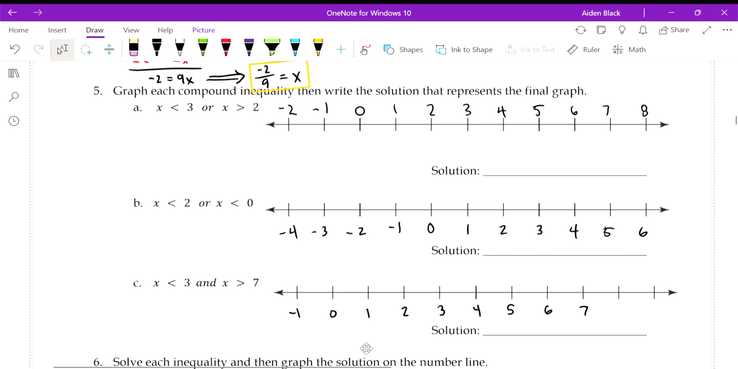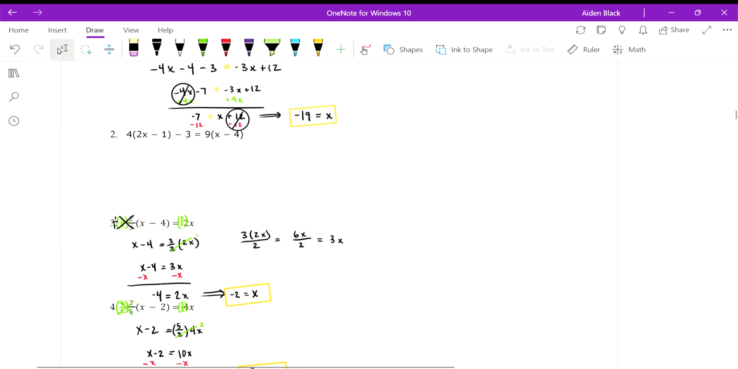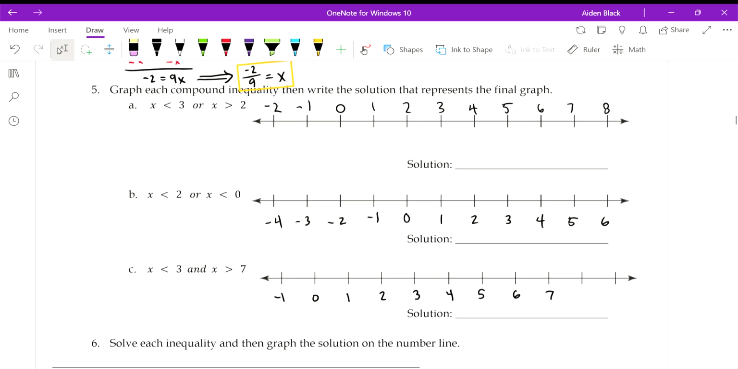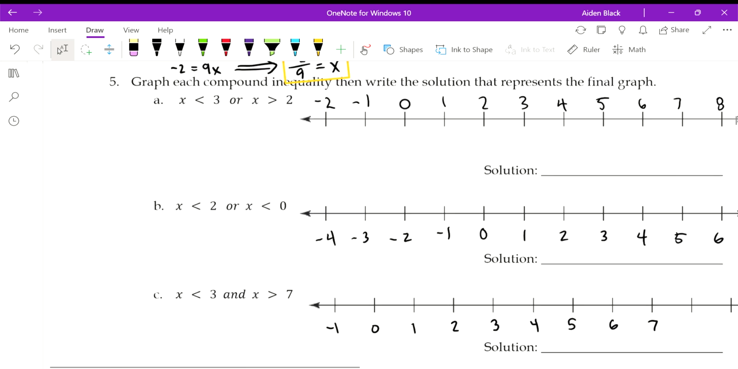Okay, so here we're looking at question 5 that is on page 4 of your final review. So this just says graph each compound inequality, then write the solution that represents the final graph. So we know that x must be less than 3, and x must be greater than 2. I said and, I meant or.